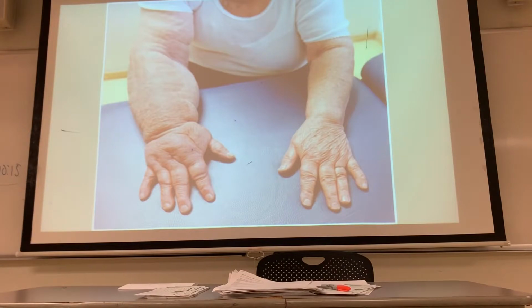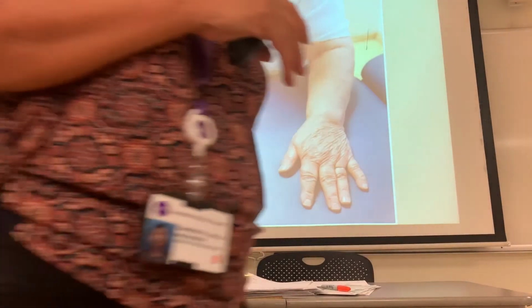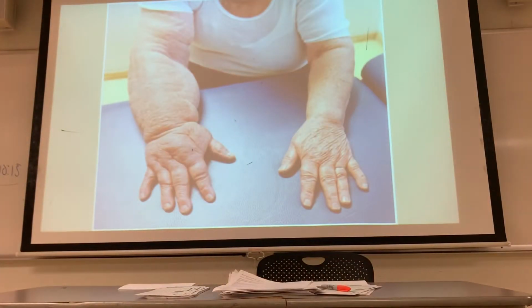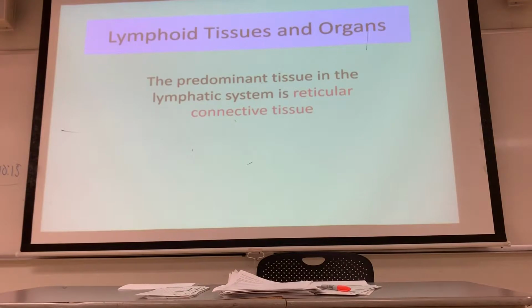Look at this lady. This is a woman with lymphedema on the right arm. This is normal, that is not normal. That will happen if the lymphatic system is not functioning very well, because the fluid stays in the interstitial spaces. You know what I mean, what's interstitial, right? It's the extracellular space. Okay, so let's go now to the organs, the lymph organs.